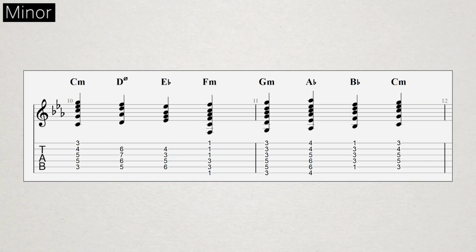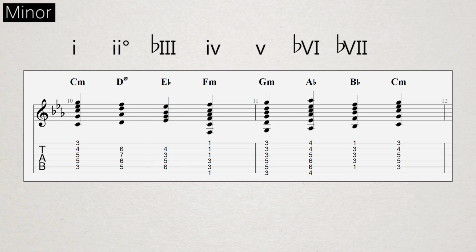When talking minor, we do the same. On each note we build a chord. But for minor, the 1, the 4 and the 5 are minor. The 2 is the diminished one. And the 3, 6 and 7 are the major ones.